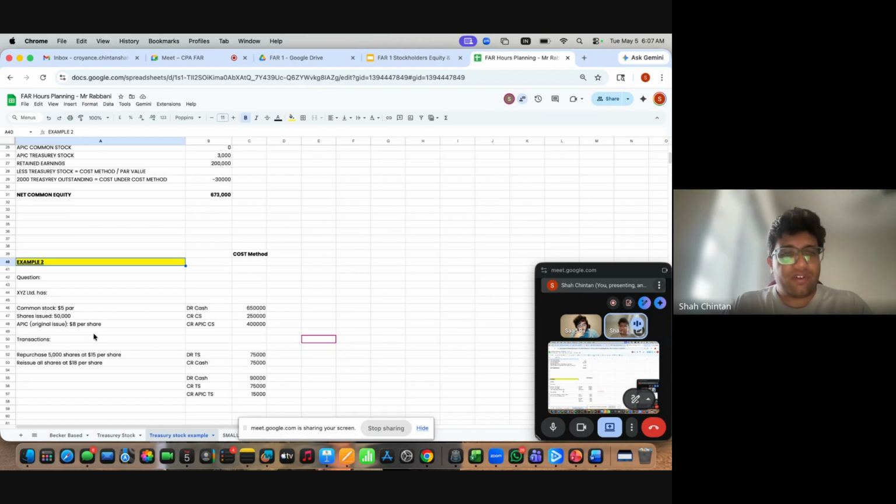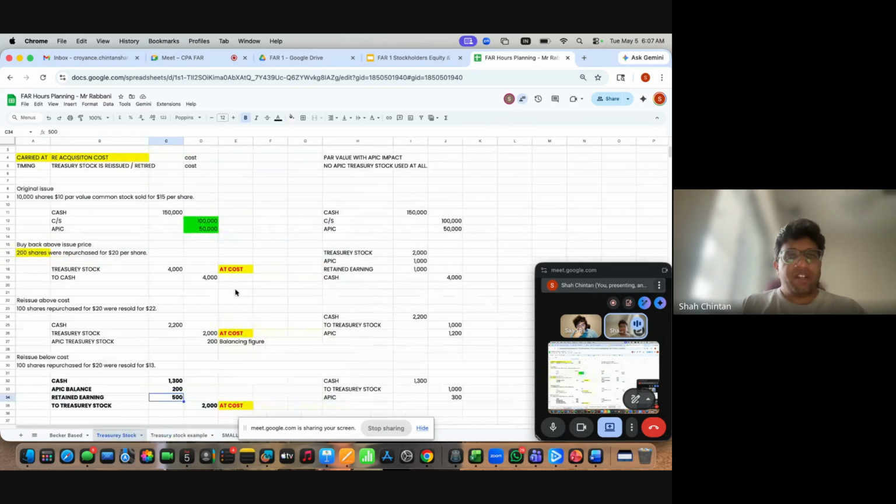So you get the money of $90,000. You are closing the treasury stock account of $75,000, and $3,000 is the excess above what you bought back. So that is going to EPIC treasury stock. So this is perfect. So I think you are very clear with the cost method.